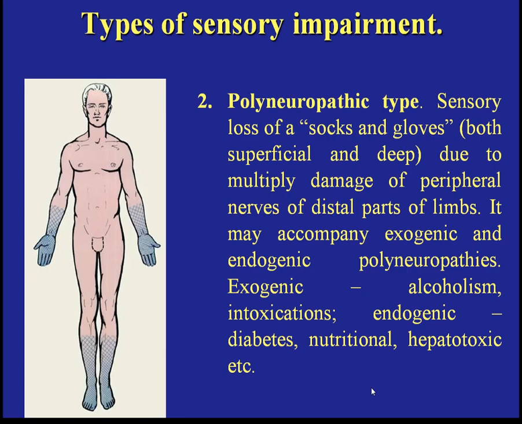Types of sensory impairment. Type number 2. The polyneuropathic type. Sensory loss of a socks and gloves pattern. Both superficial and deep sensation are affected due to multiple damage of peripheral nerves of distal parts of extremities. It may accompany exogenic and endogenic polyneuropathies, and also hereditary. Exogenic, more often alcoholism and intoxications. Endogenic, more often diabetes mellitus, maybe nutritional, hepatotoxic, etc. Please remember, polyneuropathy, pattern like socks and gloves.